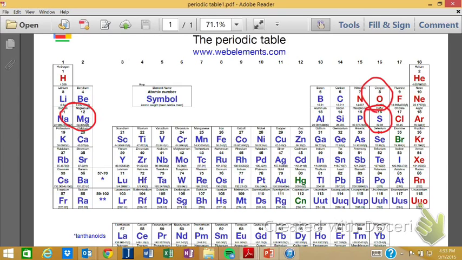Okay, so let's write down the atomic weight for each of these. I'm only going to go to the hundredths spot for each one. So magnesium is 24.31 grams, or AMU. Oxygen would be 16.00, and sulfur is 32.06.